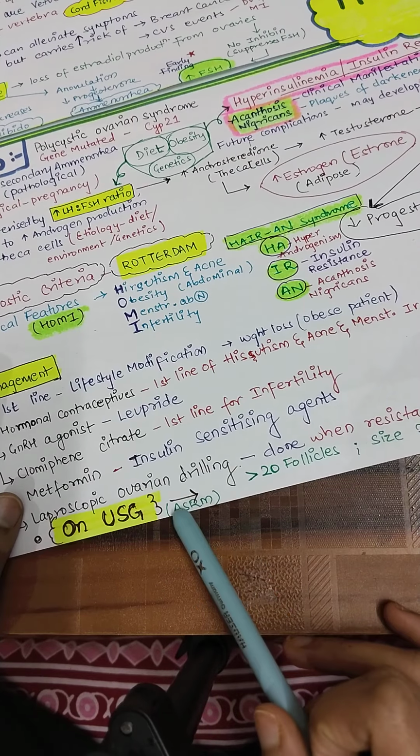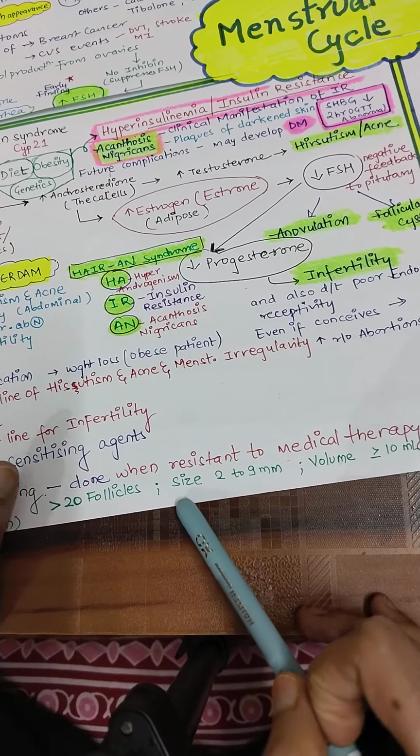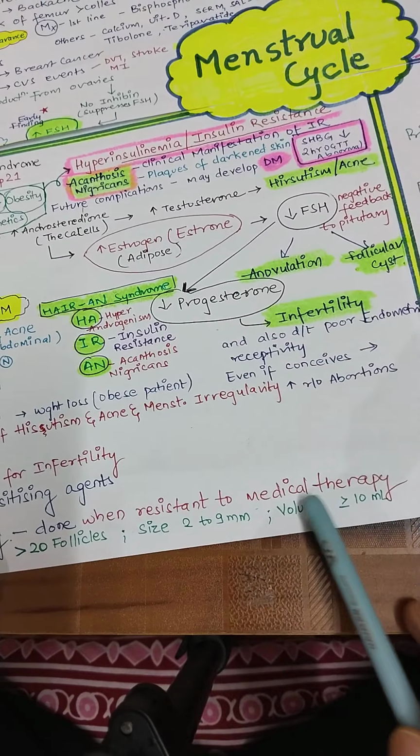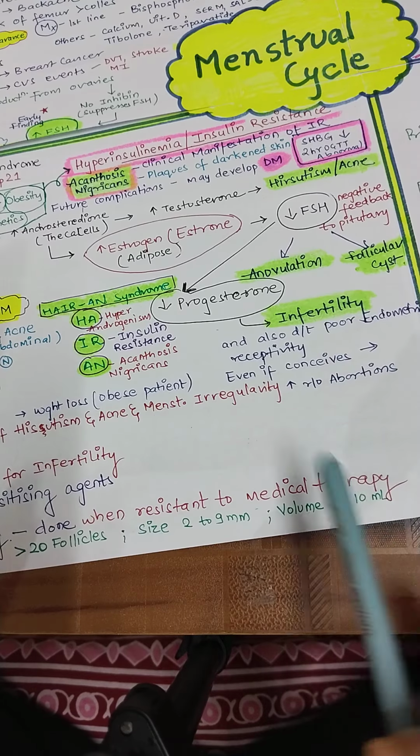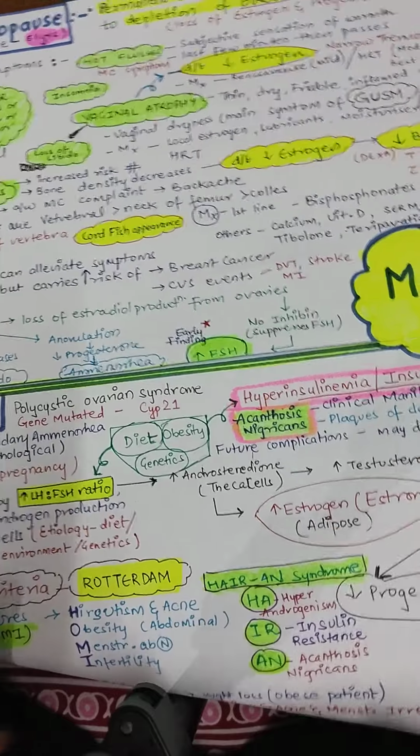Now, important is the USG. According to the revised ASRM criteria, we will see more than 20 follicles, each of size 2 to 9 mm, and a volume more than 10 ml. This is all about PCOS. Now we'll cover menopause.